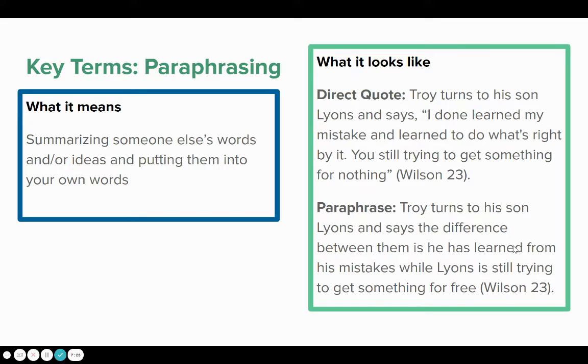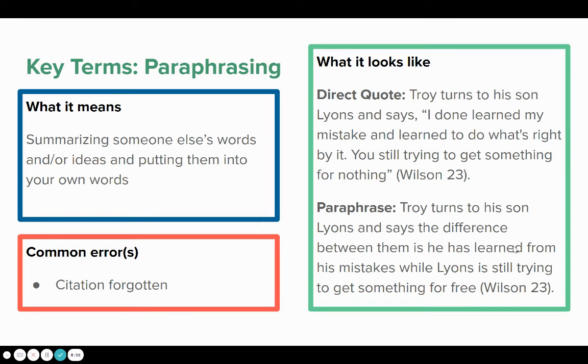So you can see over here the difference between a direct quote and a paraphrase from the same passage. The first one is the quote that I just mentioned from the direct quote instructions. The second one there is a paraphrase. Troy turns to his son Lyons and says the difference between them is he has learned from his mistakes while Lyons is still trying to get something for free. They give you the same information. One, you're using the exact same words as from the text. And two, you are putting those ideas into your own words.